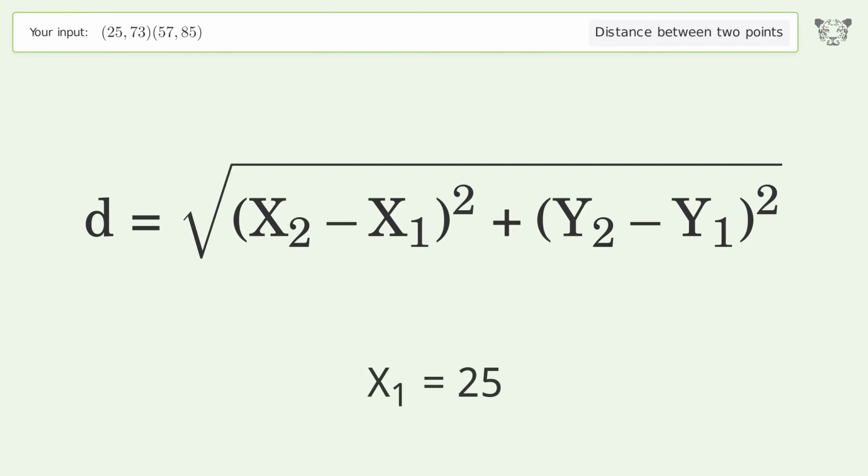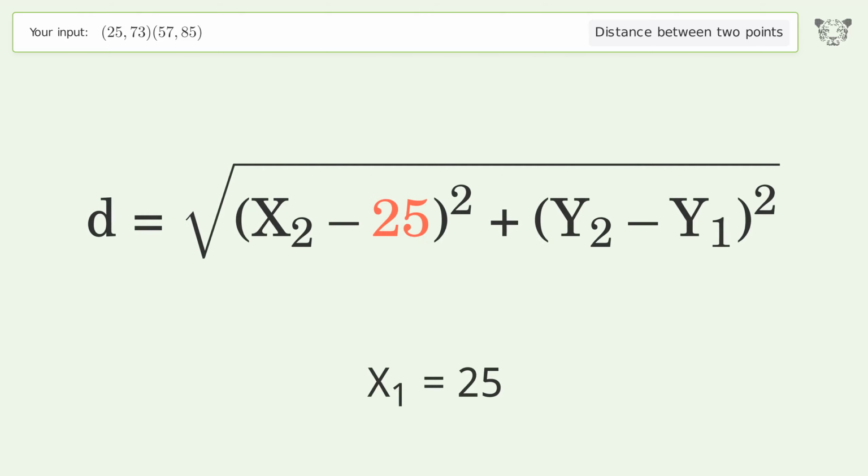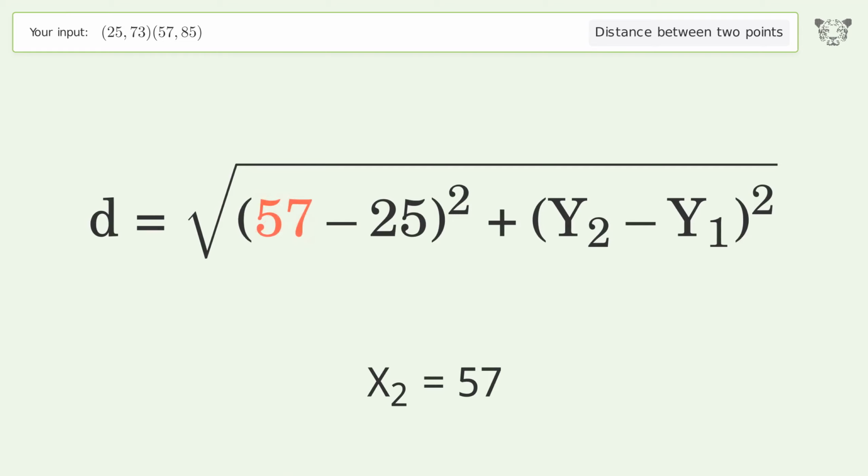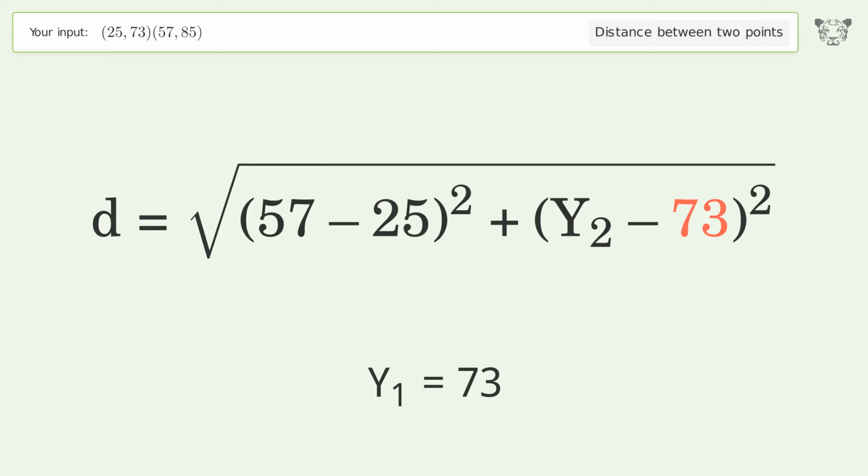x1 equals 25. x2 equals 57. y1 equals 73. y2 equals 85.